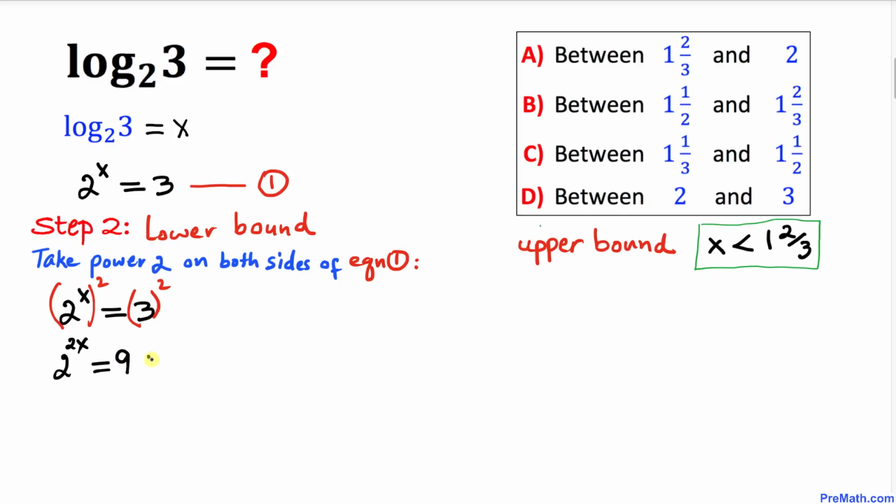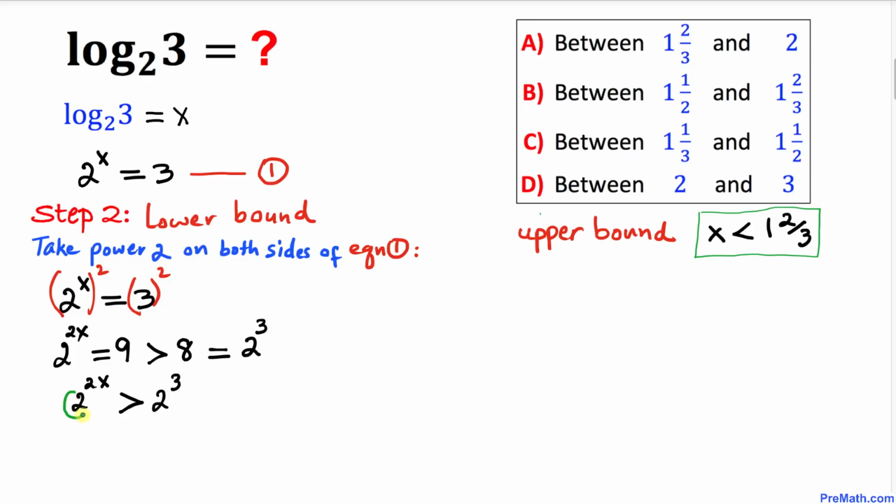And we know that 9 is bigger than 8 and 8 in turn could be written as 2 power 3. So therefore on the left hand side this 2 power 2x could be written as greater than, on the right hand side, 2 power 3. Now let's focus on the base 2 on the left hand side and the base 2 on the right hand side, and since these bases are the same, their exponents could be written as 2x is greater than 3.